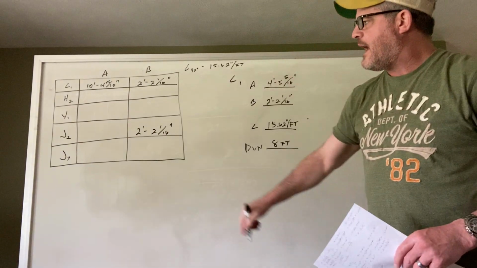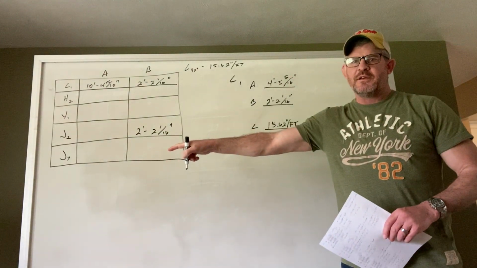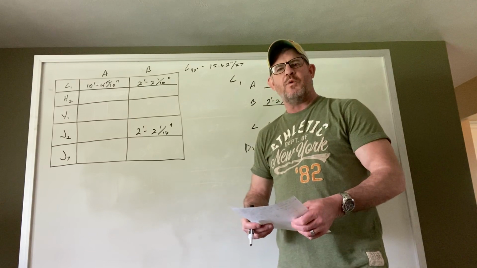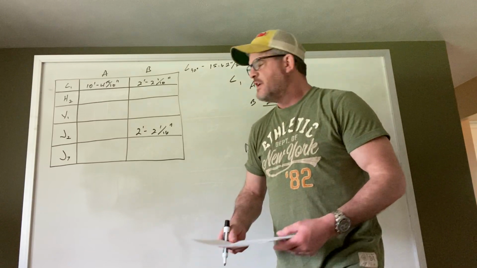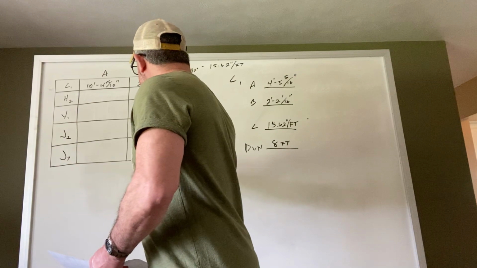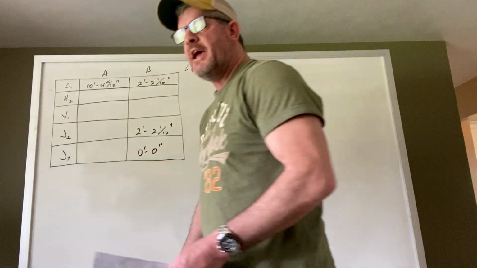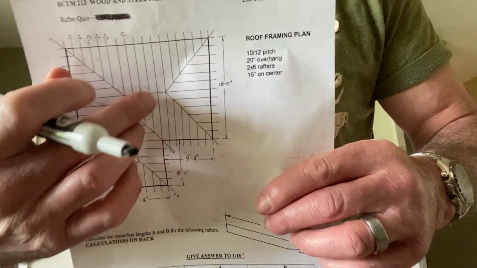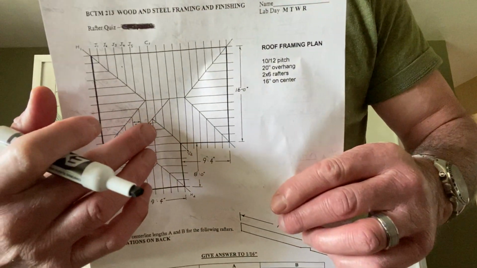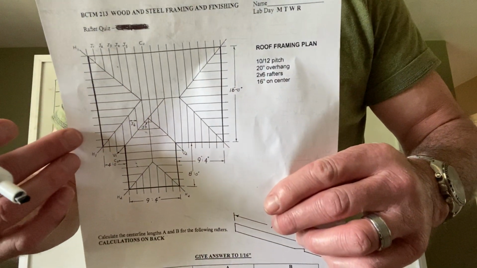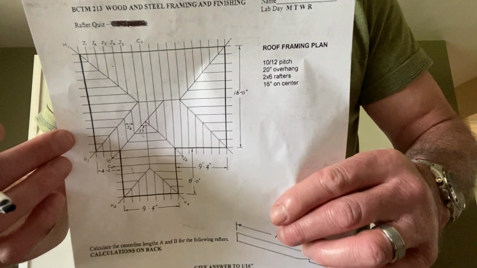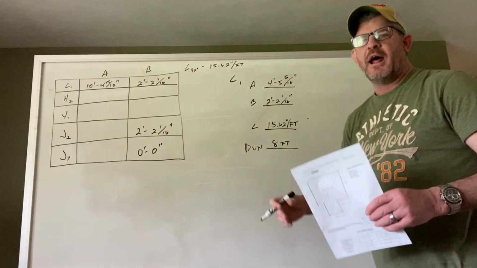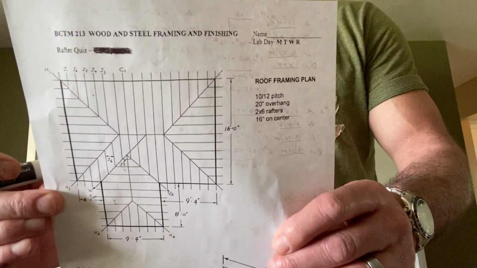How about Jack 7? We look at my plan and what do we see there? Jack 7 doesn't have a tail. So our third option, 0 foot 0 inches. If that jack, right there, were to continue all the way to the top plate, it would hit it at 90 degrees. Therefore, my C is correct. But obviously, I can see it doesn't have a tail.